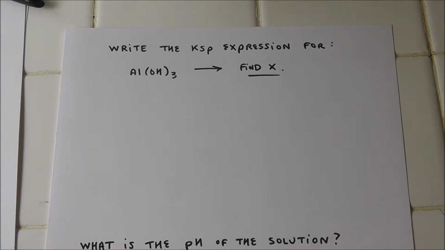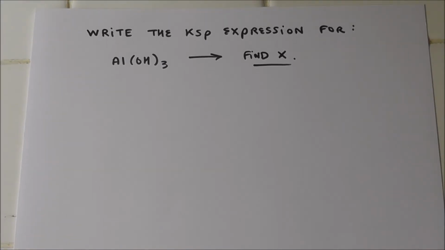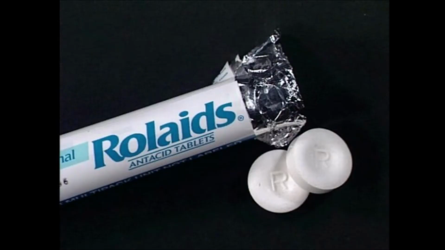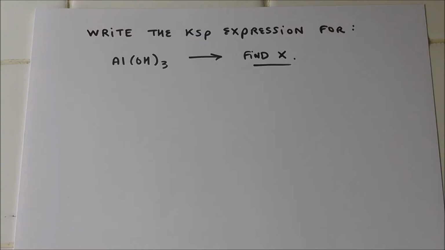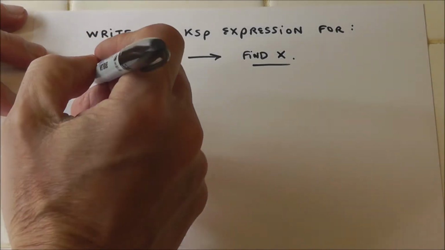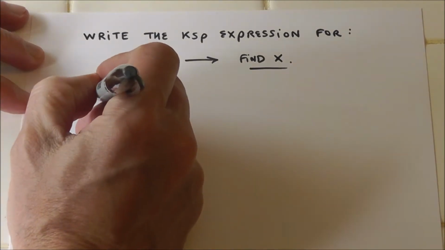If you remember where we left off, we were going to have you write the expression for the KSP of aluminum hydroxide, which by the way is in the old-timey antacid, Rolaids. Nonetheless, what we're going to do is write how this ionizes in water, which is aluminum.